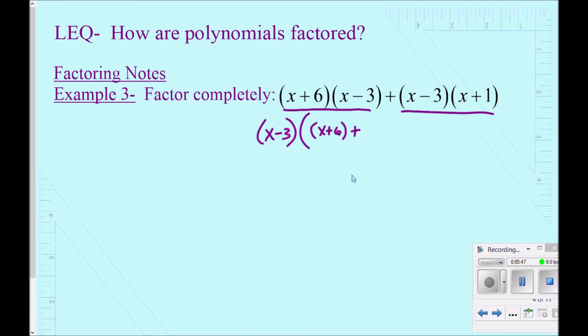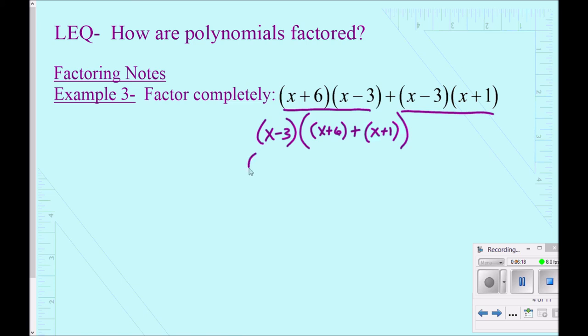Well, it's times the quantity x plus 1. And now I'm done with what x minus 3 needs to be multiplied by, so I'm going to end those parentheses. Okay? And if you look at that carefully and slowly, you'll realize that's correct. I pulled out the greatest common factor, what was in both underlined parts, x minus 3. After I factored it out, I was left with x plus 6, and then plus x plus 1.